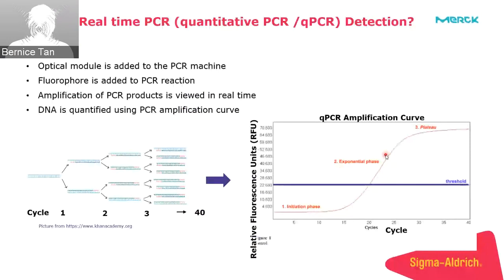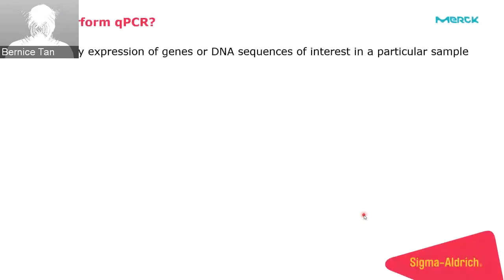The exponential phase is where you quantify DNA. You do this by drawing a threshold at the lower 1/3 of the exponential phase of the curve, or you can get your qPCR machine to calculate this automatically. But basically, where the threshold crosses the amplification curve is where you derive a CT, or quantification cycle. And this is how DNA is quantified. So why would you perform qPCR? It's there for you to quantify expression of genes or DNA sequence of interest within your sample.